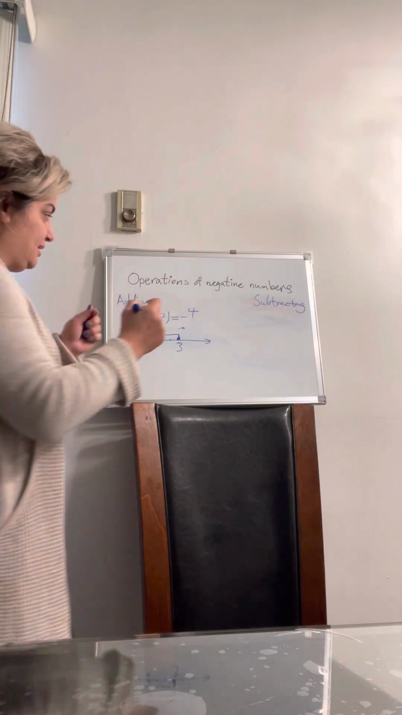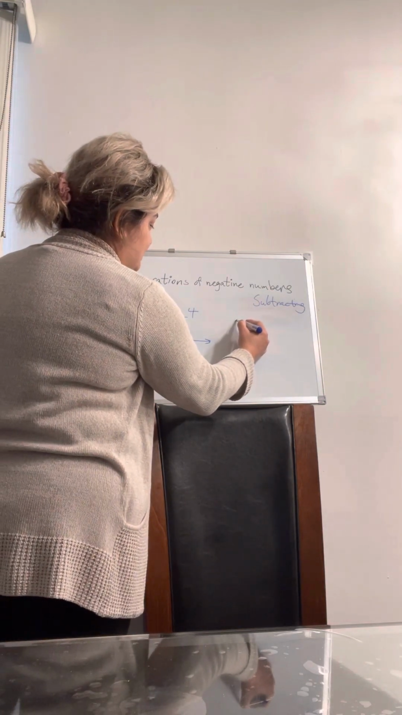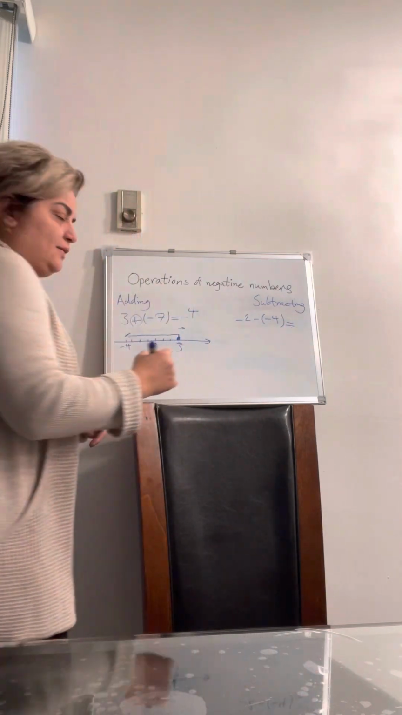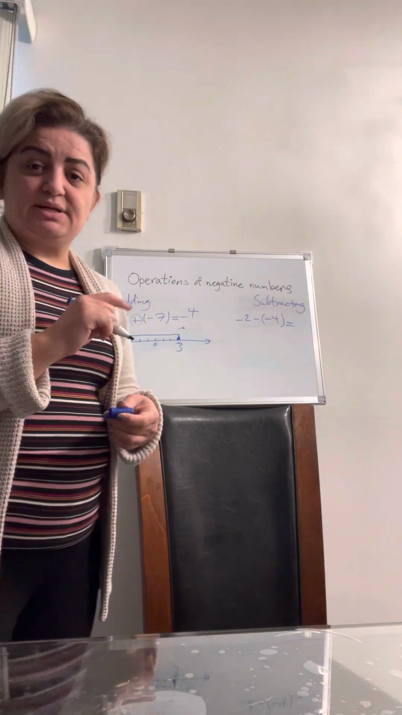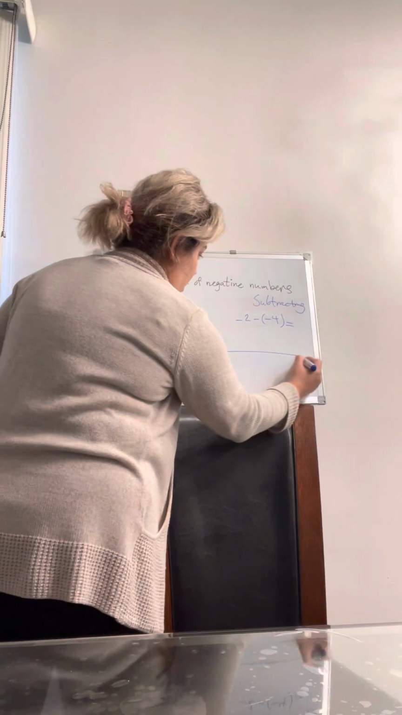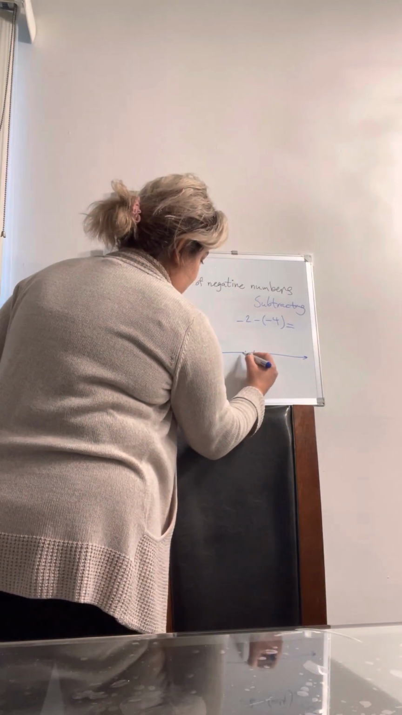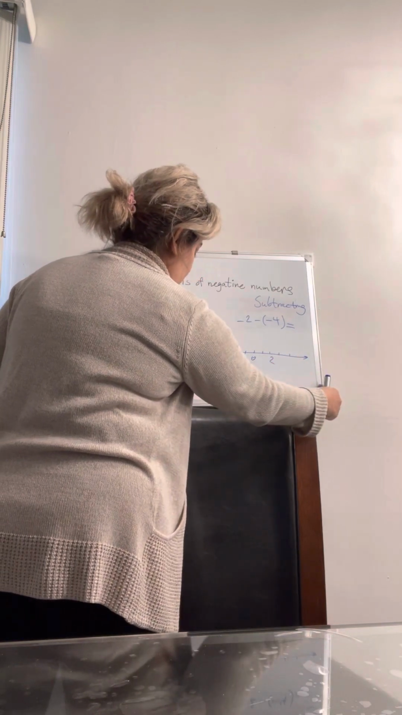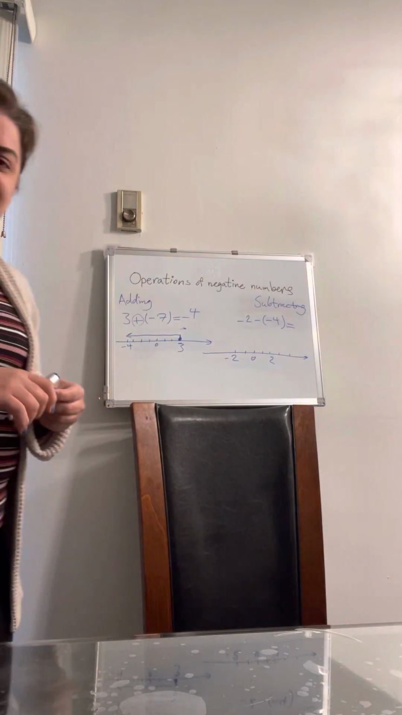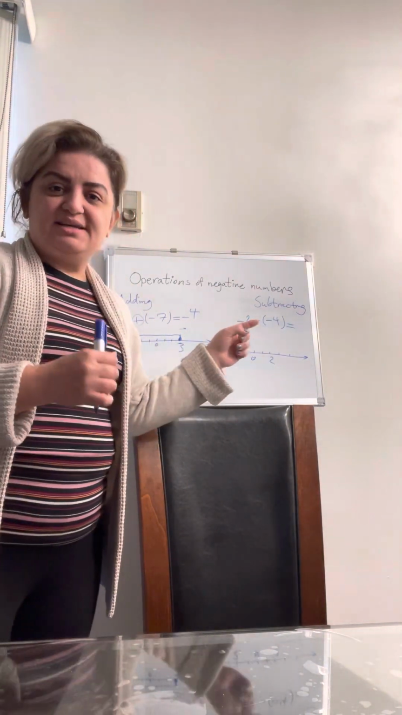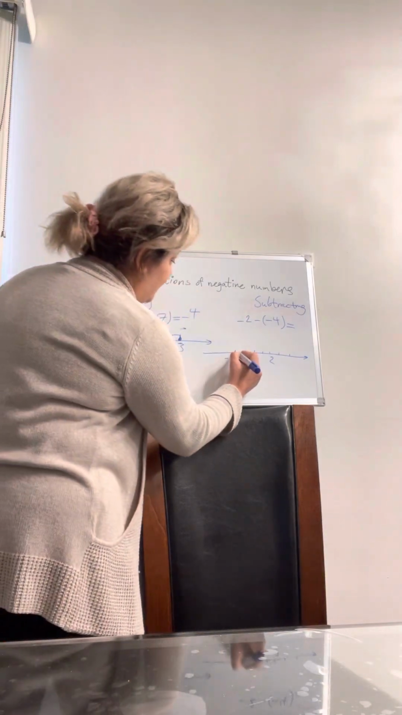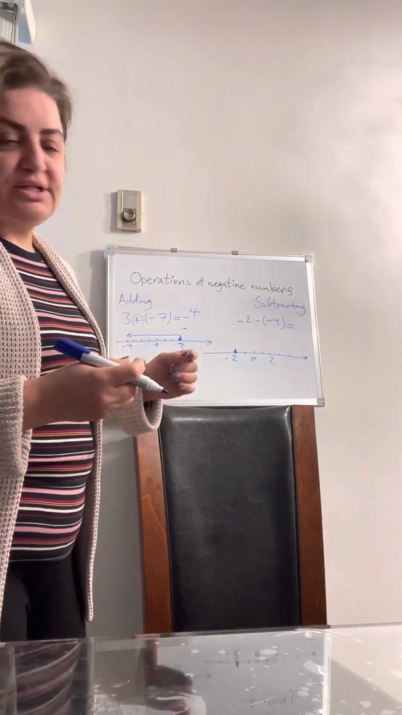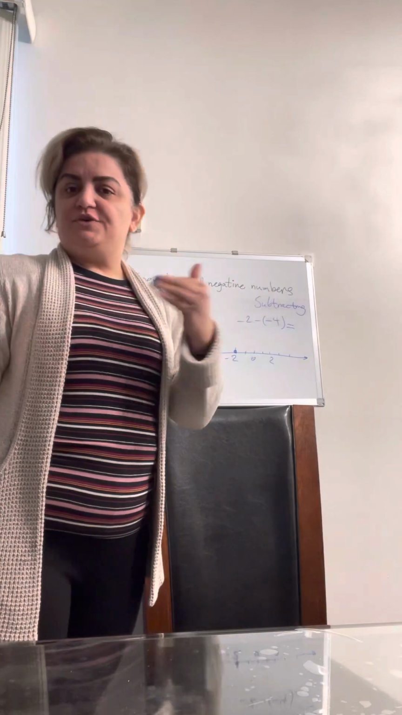And for subtracting, my example is negative 2 minus negative 4. I want to describe this example on the number line too. I draw a number line, negative 2. The first number is where we start. We start from negative 2. And our operation shows which direction we look.